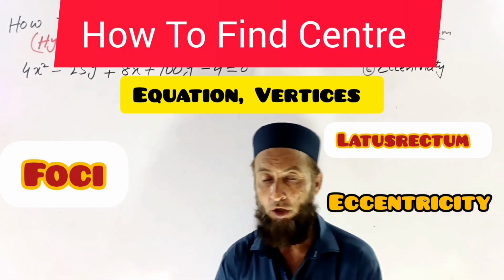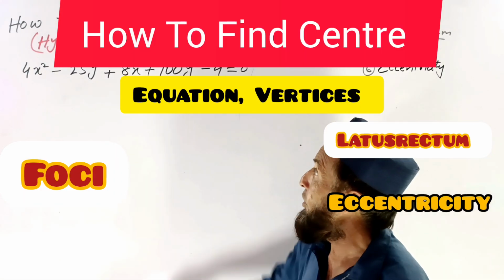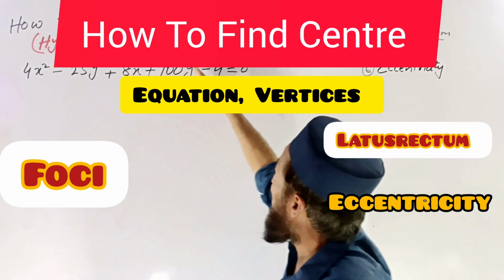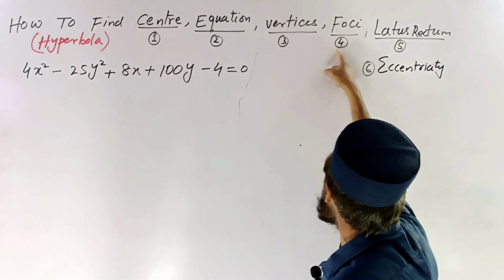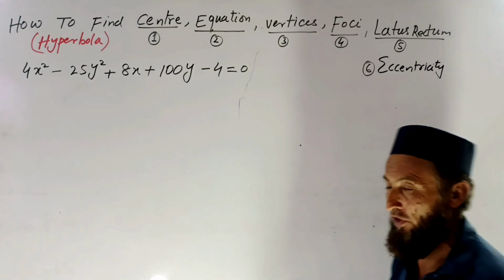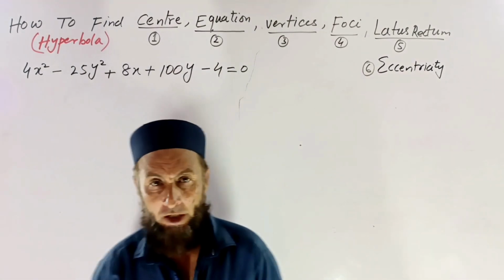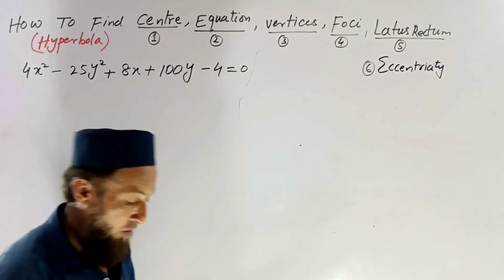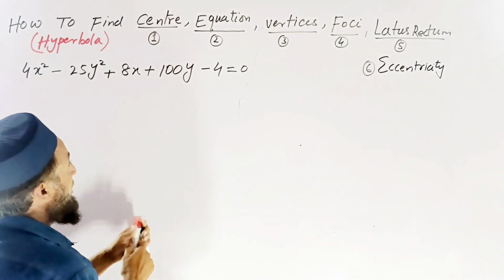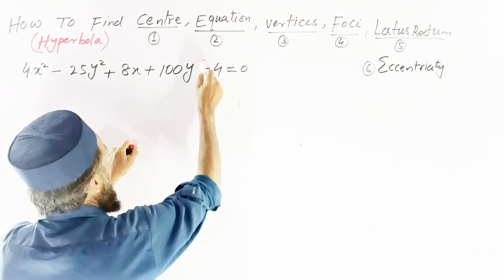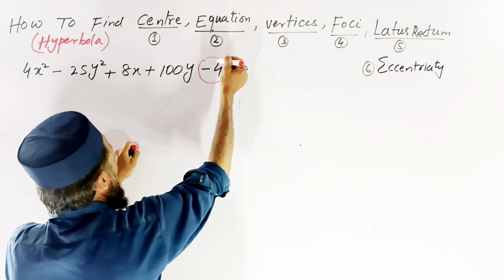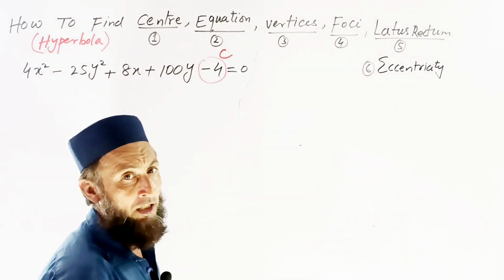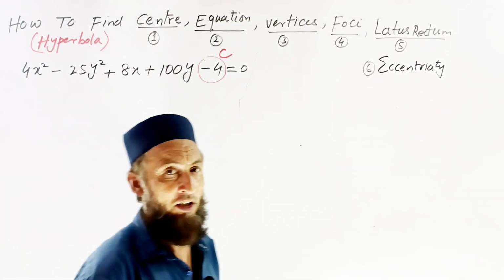Today we are going to learn how to find the hyperbola's center, equation, vertices, foci, latus rectum and eccentricity. So the equation is given: 4x square minus 25y square plus 8x plus 100y minus 4 is equal to 0. The y square coefficient is negative, which shows that this is a hyperbola with a transverse axis.